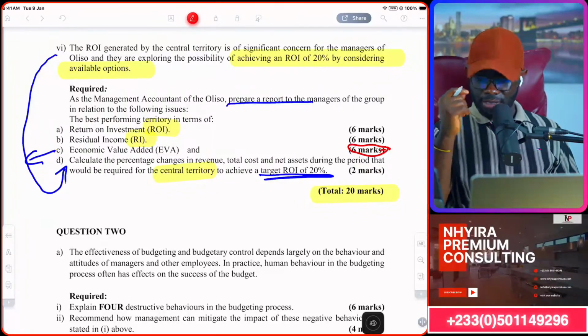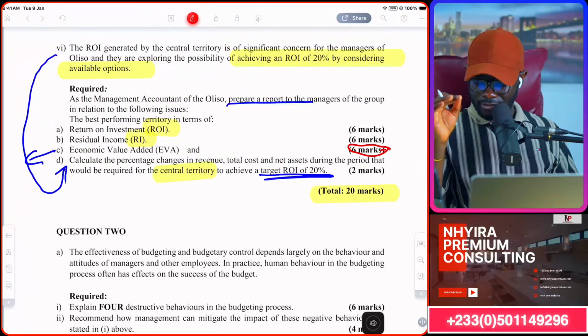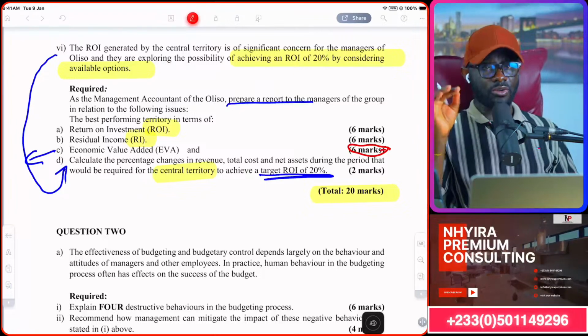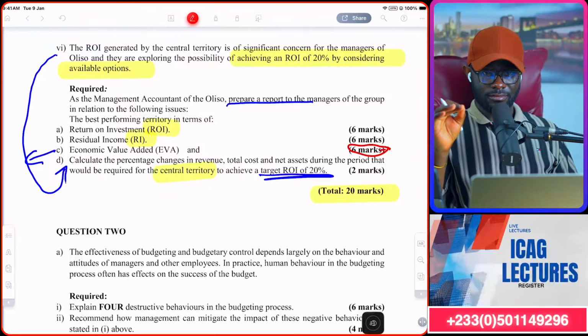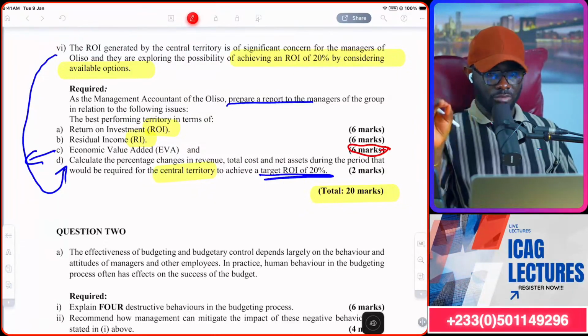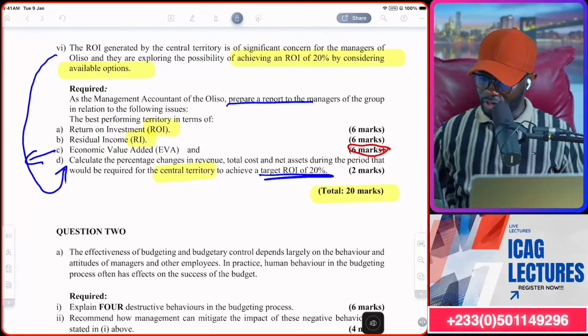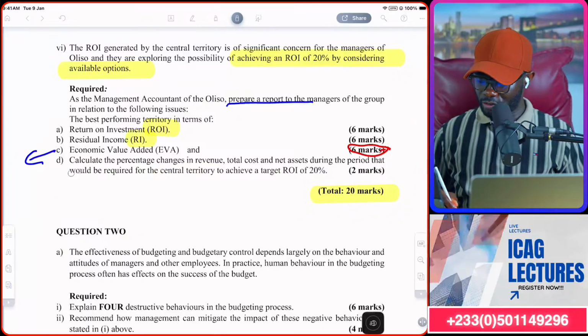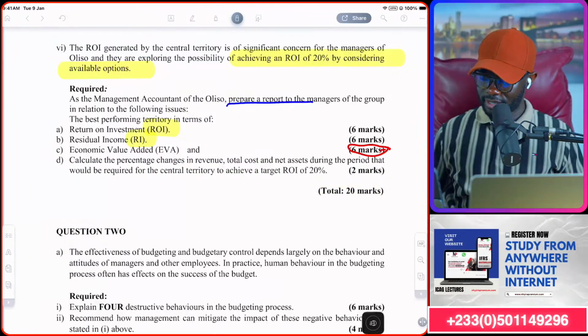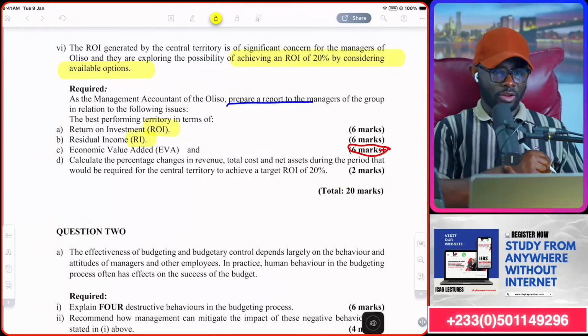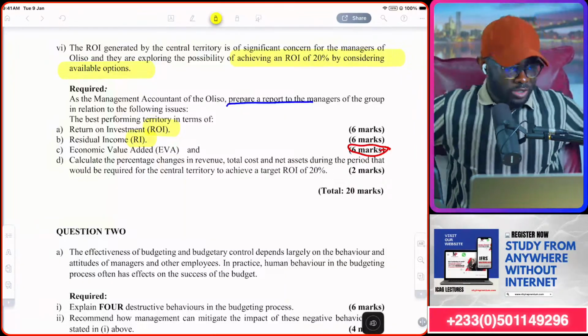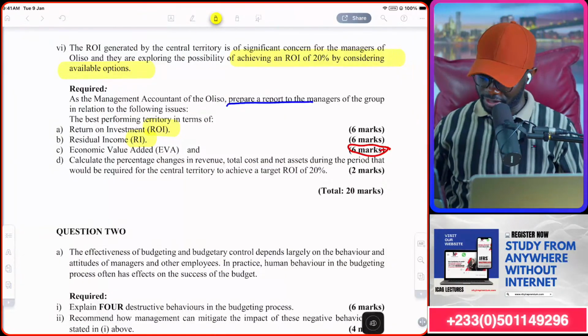Return on investment, residual income, economic value added. Very sweet, simple, straight to the point. Then the D part of the question, which appears to be just 2 marks, but I bet you the workload involved there, it's not 2 marks of work. I can guarantee you on that.